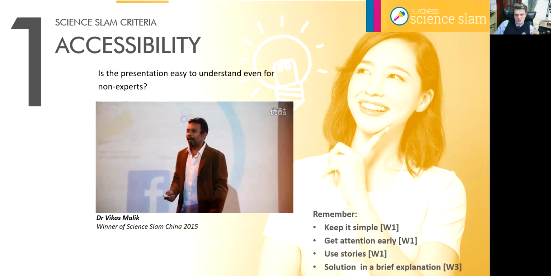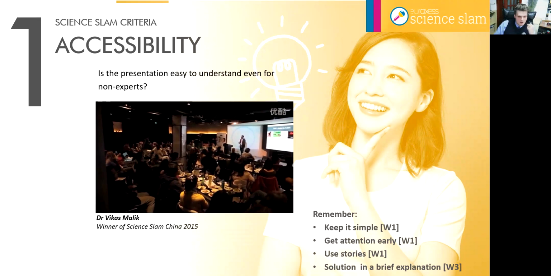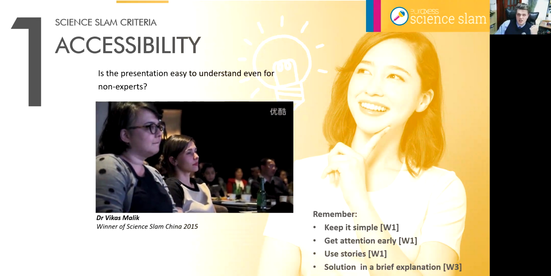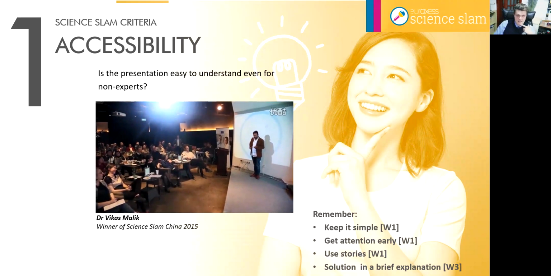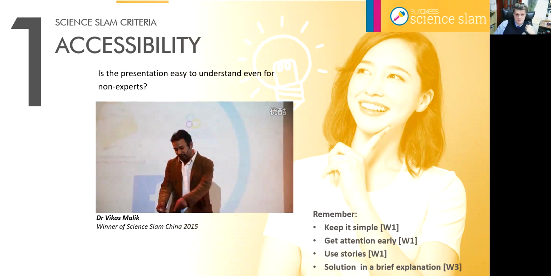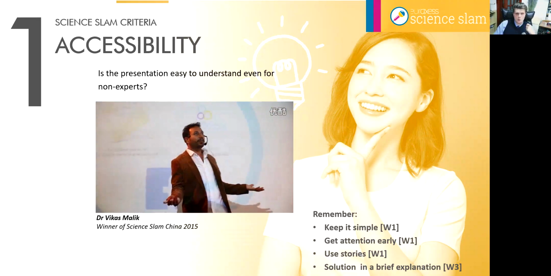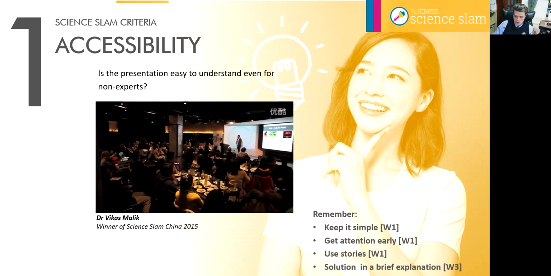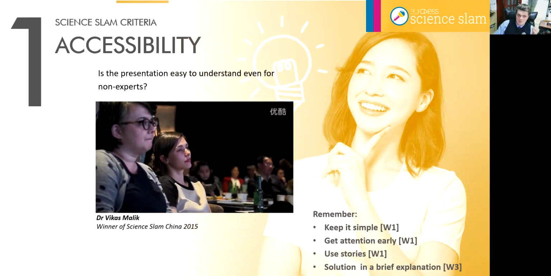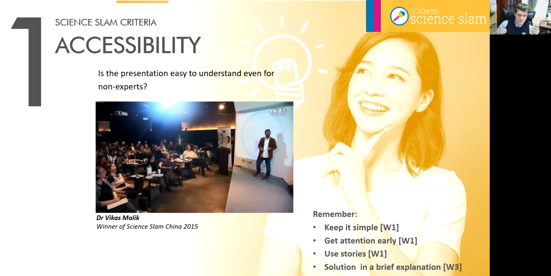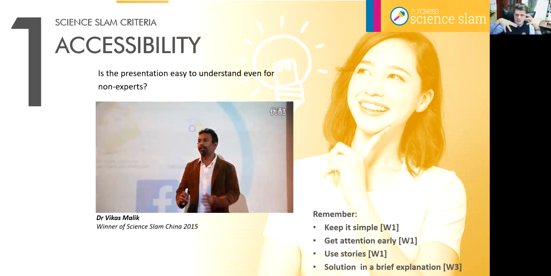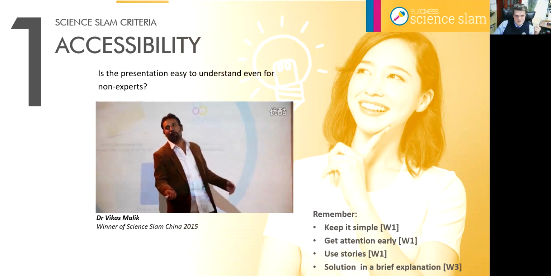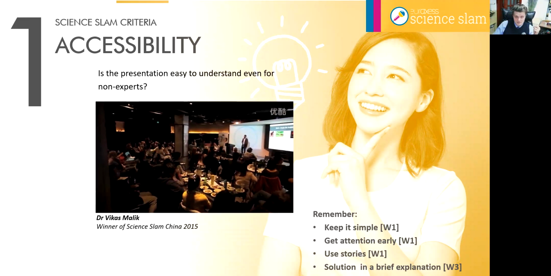So I put here a little video clip, a little loop of my good friend, Dr. Vikas Malik, who was the winner of Science Slam in China in 2015. He was doing his PhD at Guangzhou Chinese Academy of Sciences in cell biology and genomics. And he was doing a lot of things with CRISPR-Cas9, if you know that, trying to edit genes and something like this. And this is not easy, and most people have no idea what that is all about.